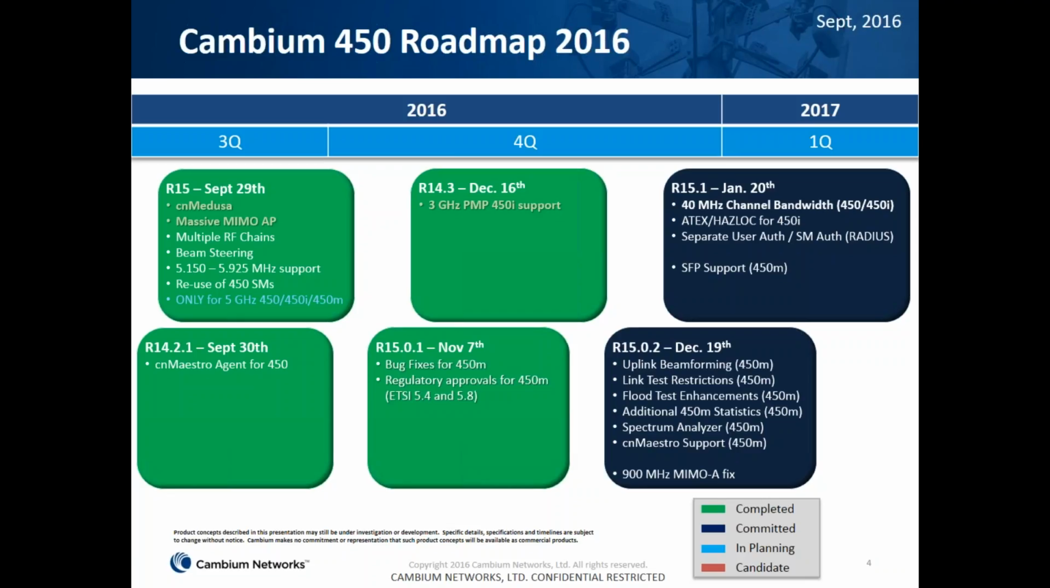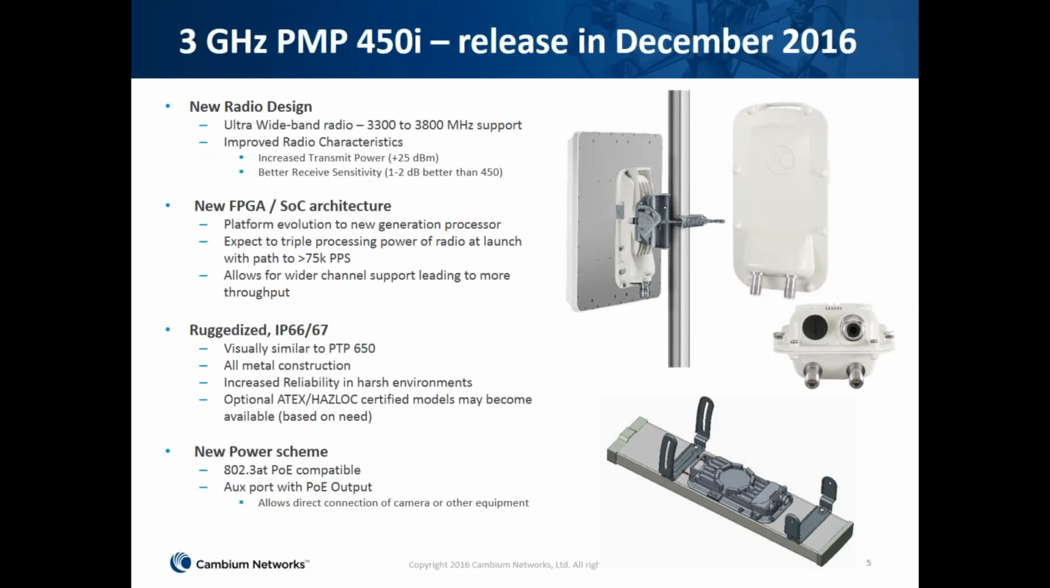Upcoming in January, we have the 15.1 release slotted for towards the end of January. That will include 40 megahertz channels, and this will improve throughput on 450 and 450i significantly. Along with that, we will have the ATEX and HAZLOC versions of the 450i in 5 gigahertz. Those models will be released and available in January, as well as the SFP support for 450m, the Medusa product. That's kind of the upcoming roadmap.